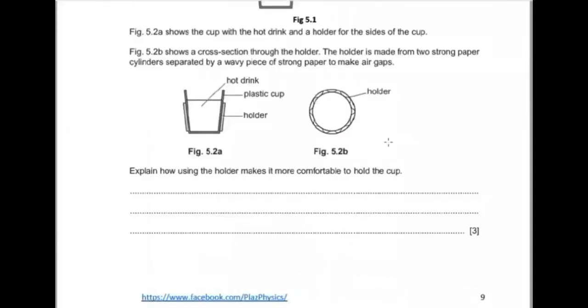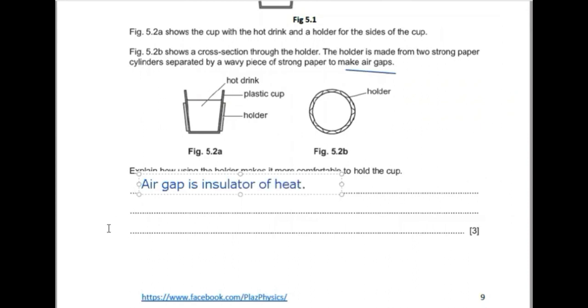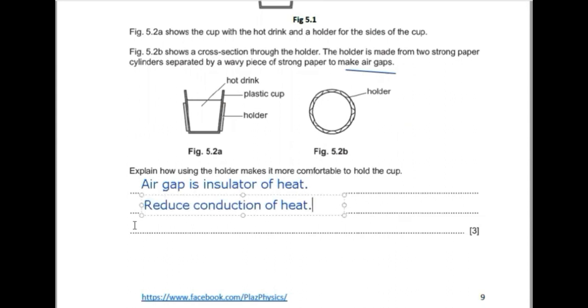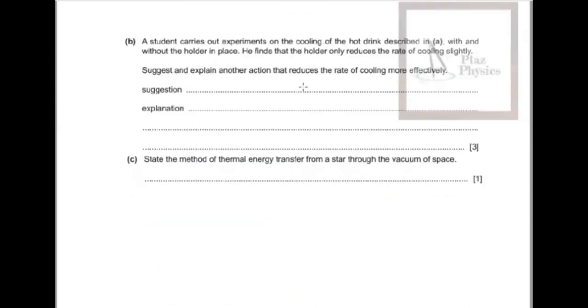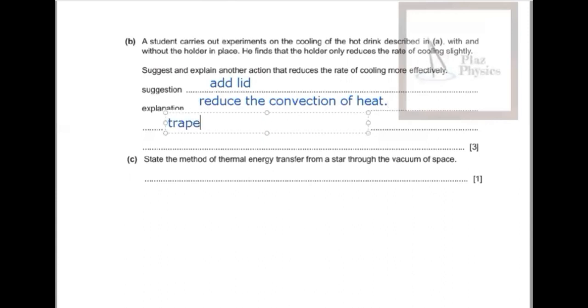Okay, so why is it comfortable? You see there is an air gap. So the air gap is an insulator of heat. So when you are holding it, it will feel colder, not so hot. Okay, so reduce conduction of heat. So temperature outside is lower, more comfortable to hold. Rate of cooling at the lid: reduce the convection of heat because you can trap the hot air inside, so it will not be lost so fast.